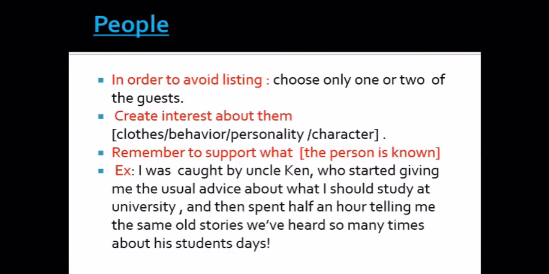Let's have a look at the last 3 lines. And then he spent half an hour telling me the same old stories we have heard so many times. And what do we call this? Yes, it's personalizing. Telling the reader that I know very well, and I know that we have heard these things together. We have been through this before. I know my friend very well. Okay, so this is how I am going to create interest.